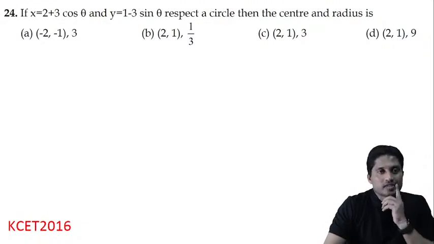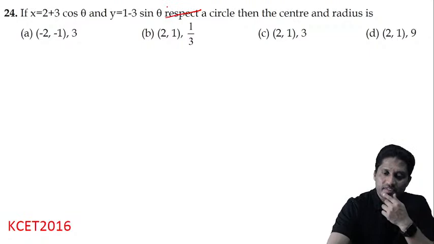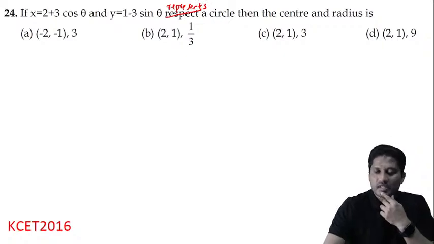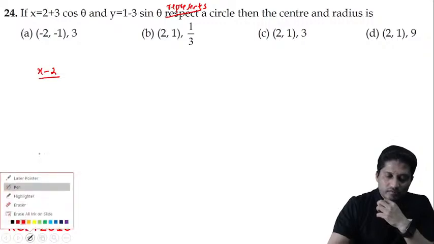x is equal to 2 plus 3 cos theta, y is equal to 1 minus sin theta. Represents a circle, then the center and the radius are. I can write this as x minus 2 equal to 3 cos theta.